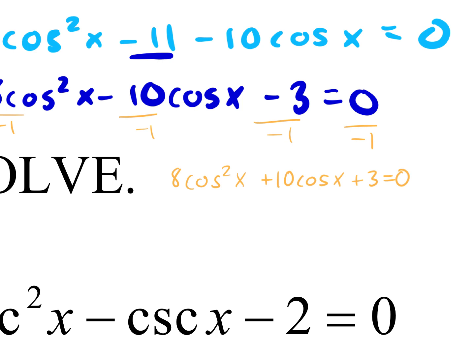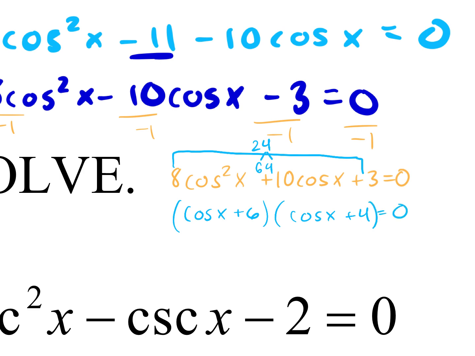Now what can I do to factor? Multiply the first and the last. So 8 times 3 is, do I have two factors of 24 that add to 10? 6 and 4. So this would be cosine plus 6 and cosine plus 4.